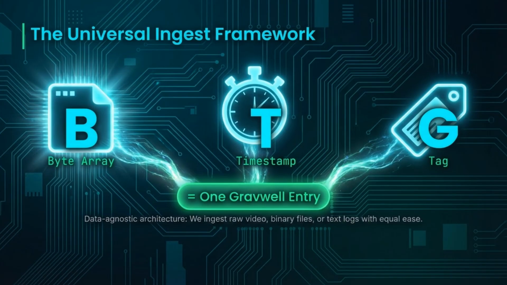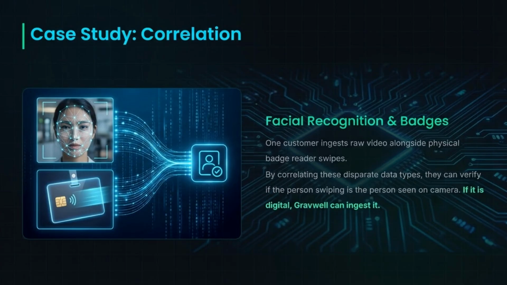The universal ingest framework is data agnostic. Any data is processed into one Gravwell entry: a byte array, a timestamp, and a tag, supporting raw video, binary files, or text logs. A case study in correlation involves ingesting raw video alongside physical badge reader swipes. Correlating these disparate data types allows verification of the person swiping the badge.